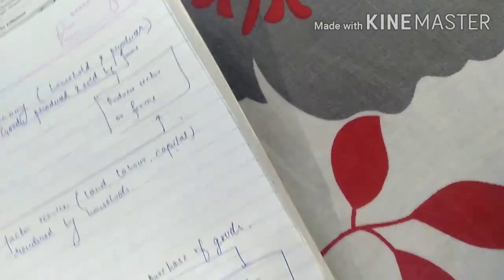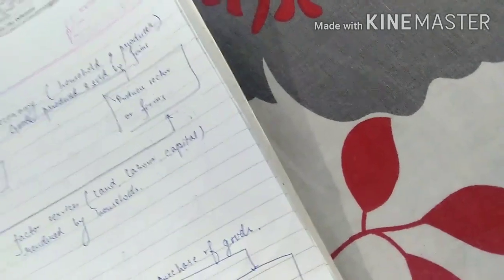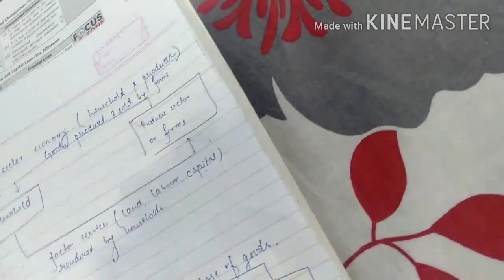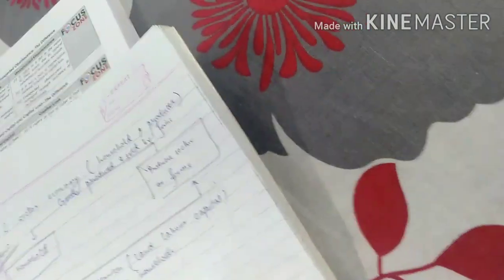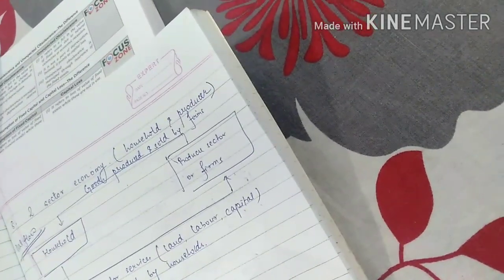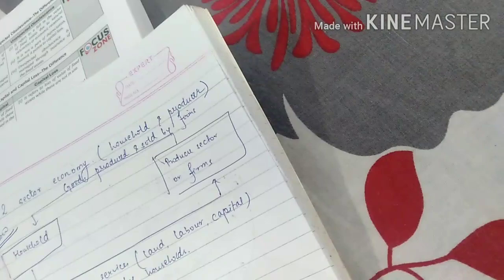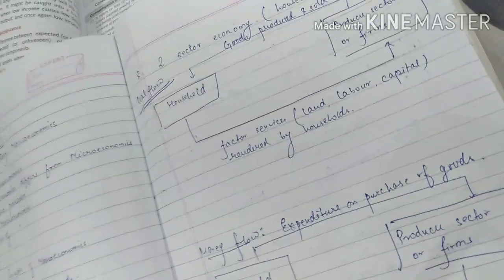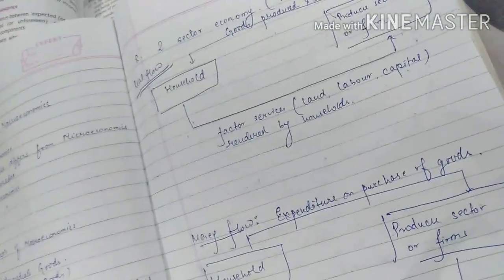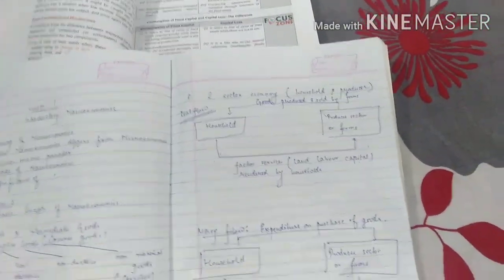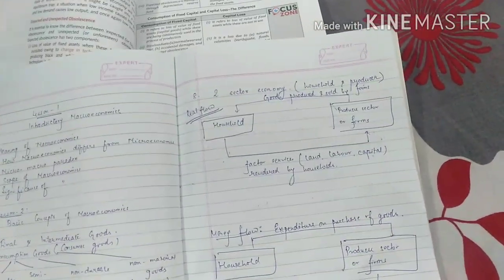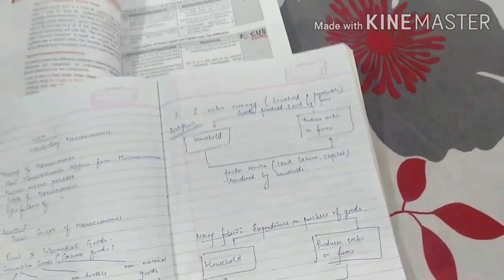So there are two sectors in the economy. One is household, that is the consumers. The other is producer, that is the firms. When there is transfer of goods and services between the households and the producers, that is called real flow. And when there is transfer of money between households and producers, it is called money flow.